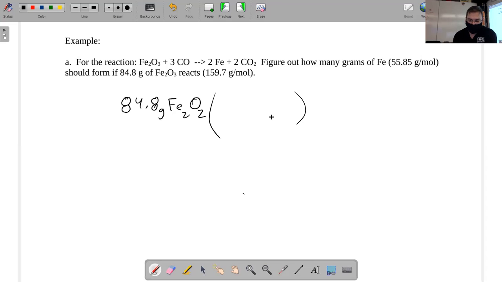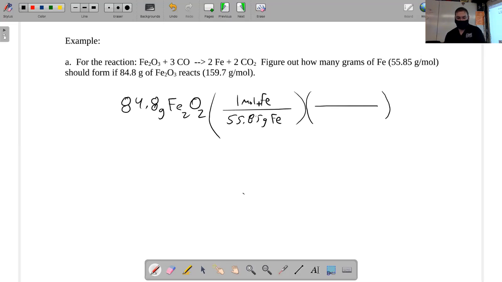The first thing you always do is convert the mass into number of moles, and the formula mass for iron is 55.85 grams. And then the next thing you can do is convert from moles of iron. This is Fe2O3. Oops, hold on. That's not the mass I want. I was thinking about the previous reaction. Iron oxide, sorry about that, 159.7 grams. Iron oxide is 1 mole of iron oxide.